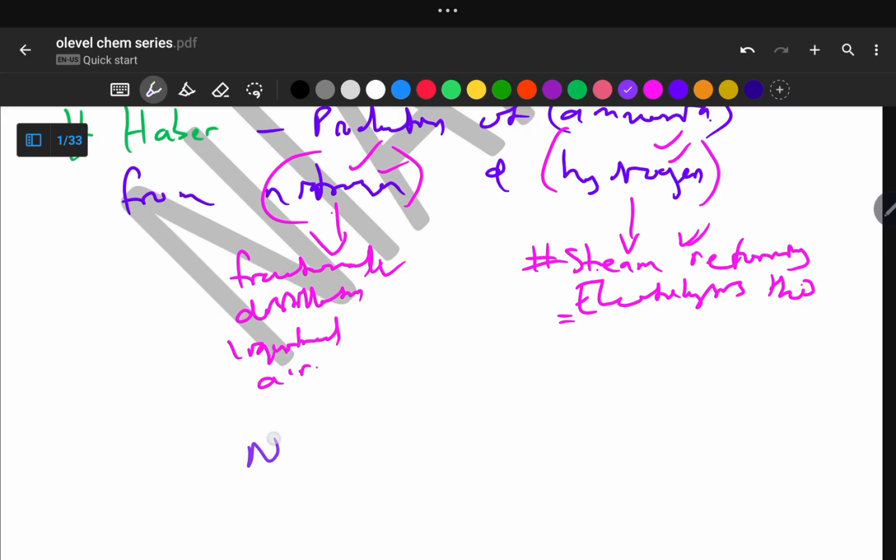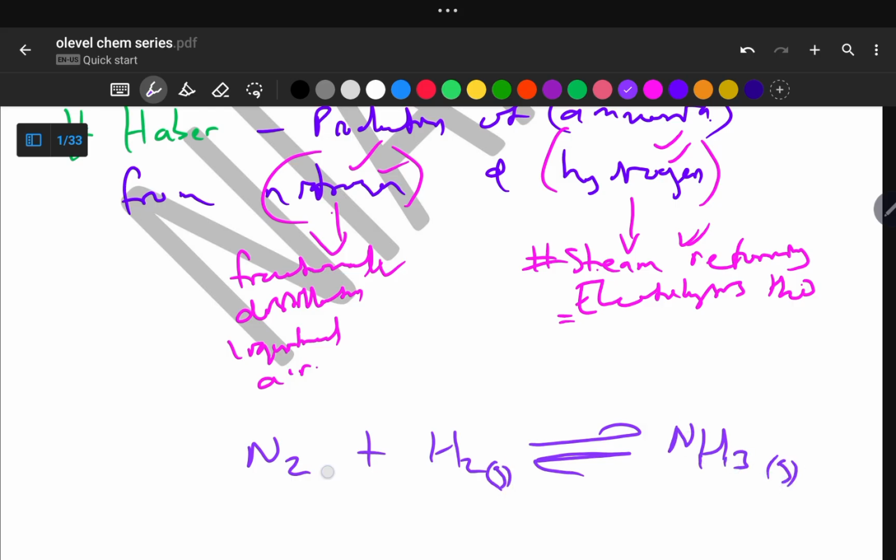So it's nitrogen plus hydrogen to give ammonia gas, right? All in the gaseous phase, and we balance with a reacting ratio of 1:3. For 1 mole of nitrogen, we have 3 moles of hydrogen. You must take note of this reacting ratio. So we have the conditions.